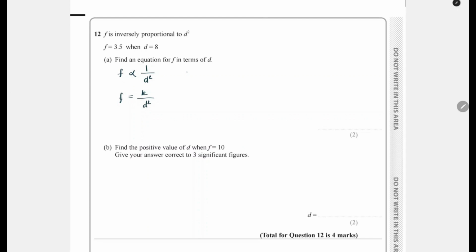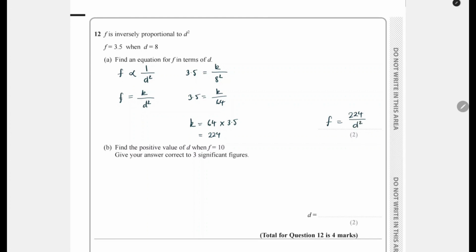Now it says that when f equals 3.5, d equals 8. So 3.5 is equal to k over 8 squared. 3.5 is equal to k over 64. And if we make k the subject, that's 64 multiplied by 3.5. Put that into our calculator. That gives us k as 224. And so if we rewrite our equation, that's f is equal to 224 over d squared.